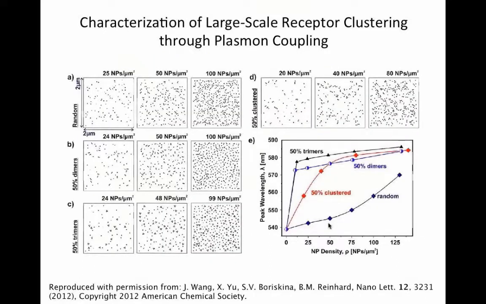A systematic characterization of the resonance wavelengths of the nanoparticles tethered to these receptors on the cellular surface as a function of the average particle density for different clustering levels shows that with increasing clustering levels, so if we go from random to 30% trimers, we observe a systematic change in the resonance wavelengths. The larger your clustering level, the more redshifted your resonance is. And this correlation forms the basis for an optical microscopy, which is called plasmon coupling microscopy, which uses optically recorded spectra to infer information about the clustering of receptors on cellular surfaces.